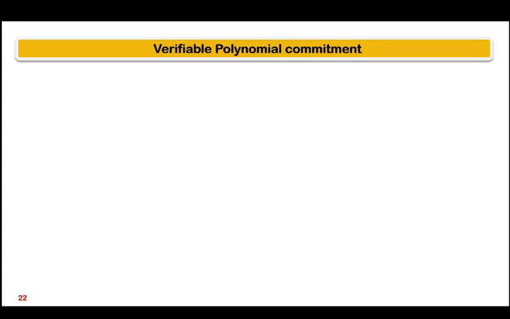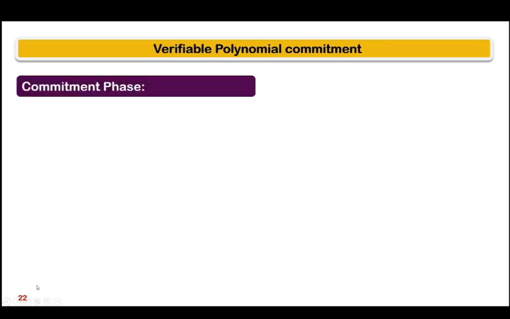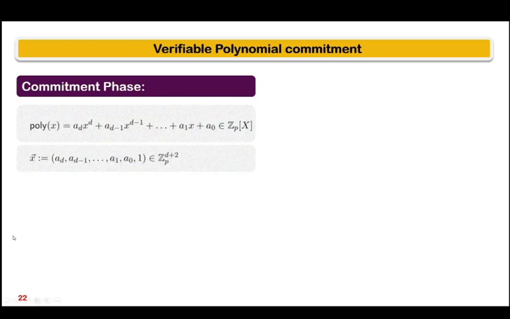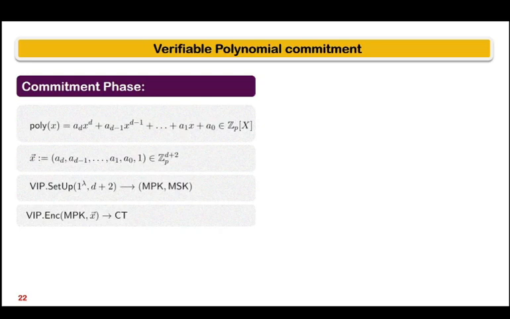To construct a verifiable polynomial commitment scheme from our VIPE, Alice can do the following steps. Assume she has this polynomial in Zp[X], and she wants to commit to this polynomial, and she doesn't want to reveal it. So she can define the vector x based on the polynomial coefficients, and put a 1 in the last component, run the setup algorithm for dimension d plus 1 to generate the pair of keys, and encrypt this vector with this VIPE scheme to generate the ciphertext. As a commitment, she can send the master public key and the ciphertext to Bob.